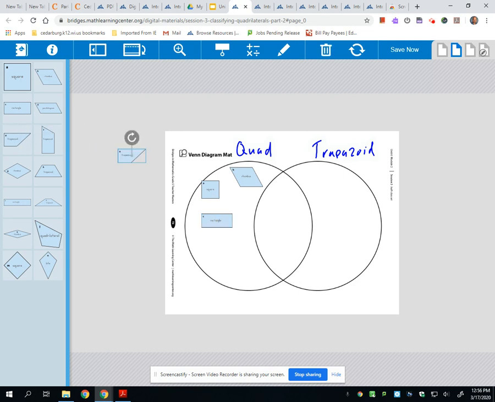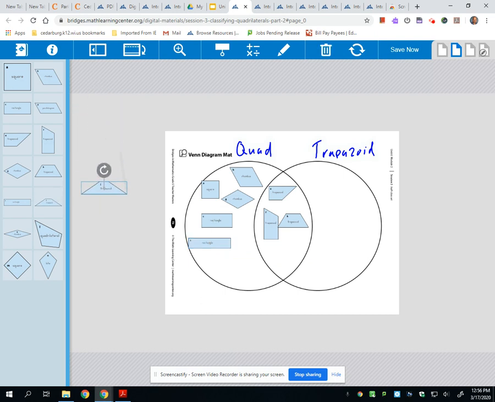How about this? This is a trapezoid, right? This trapezoid is still a quadrilateral, so I'm going to put that right there. How about this shape? I'm going to put that one right here. How about this shape? This rhombus is a quadrilateral. How about this one? Predict. This is a trapezoid. I'm going to put it right here. What about this rectangle? Am I going to put that in the trapezoid? No, because it has 2 parallel sides.